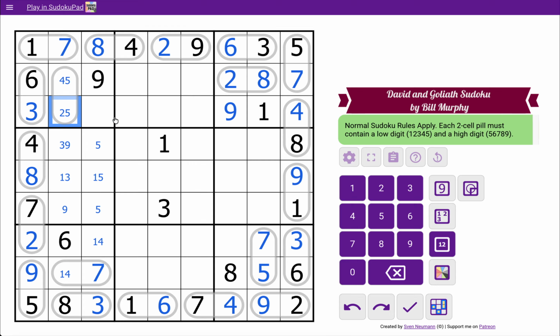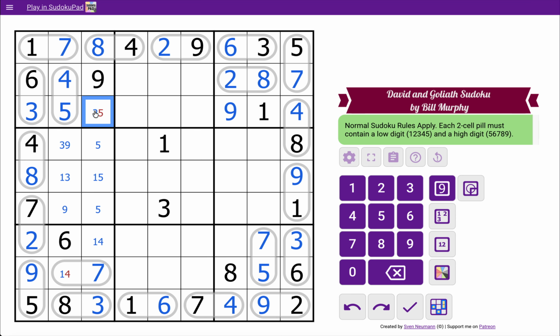And then 1, 2. Yeah, it's just 2, 4, 5 here. So I think it's just 2, 5. So that makes us a 2, 5 pair. And then this has to be the 4. And then this has to be the 5. And this has to be the 2.